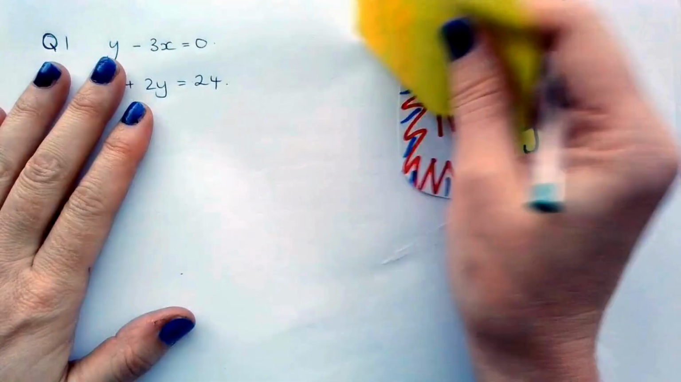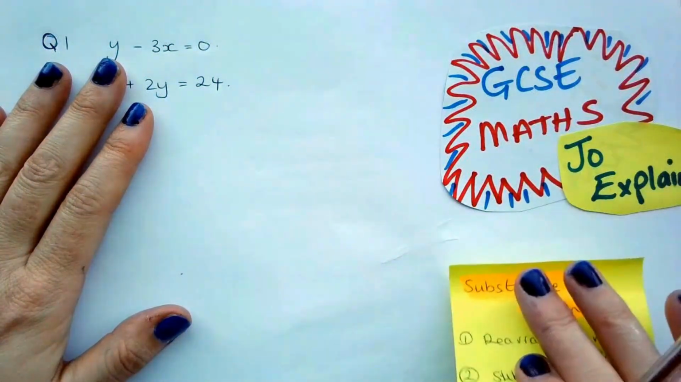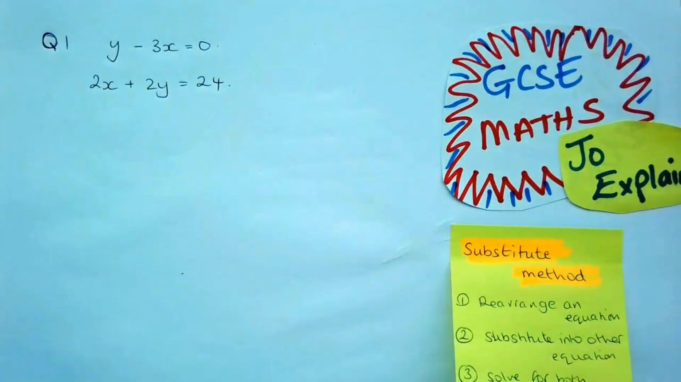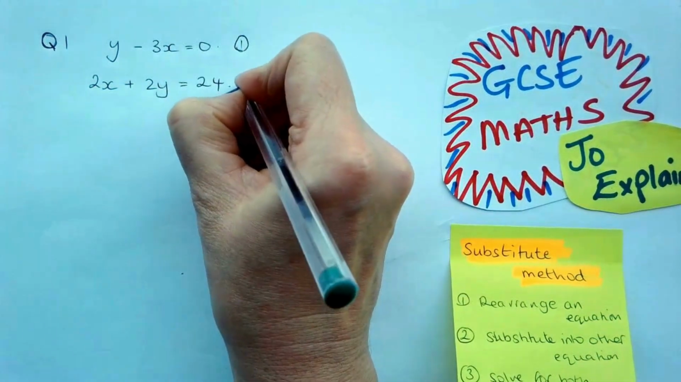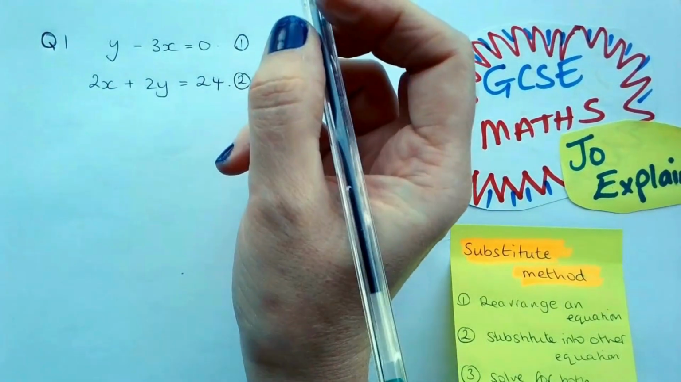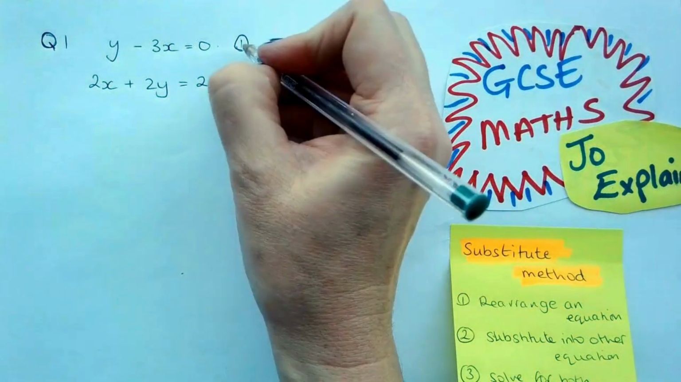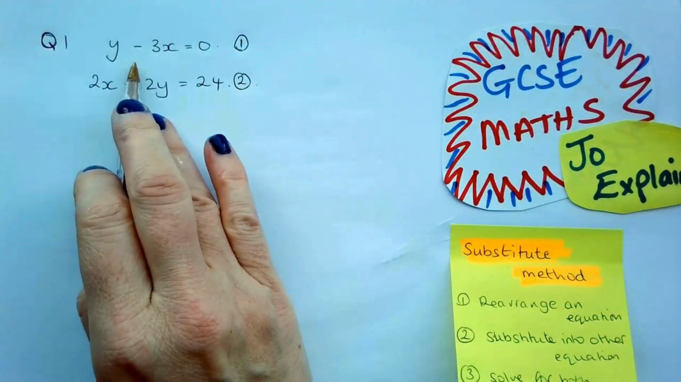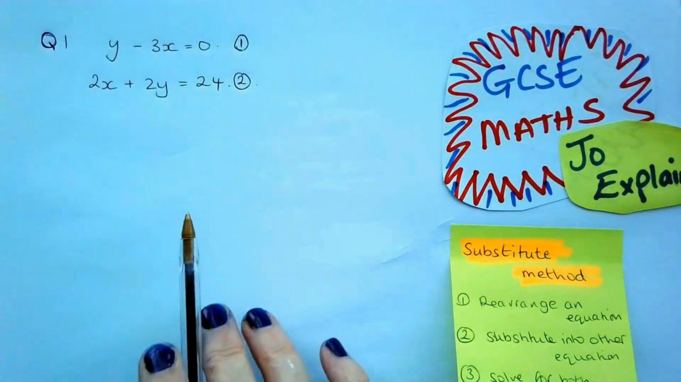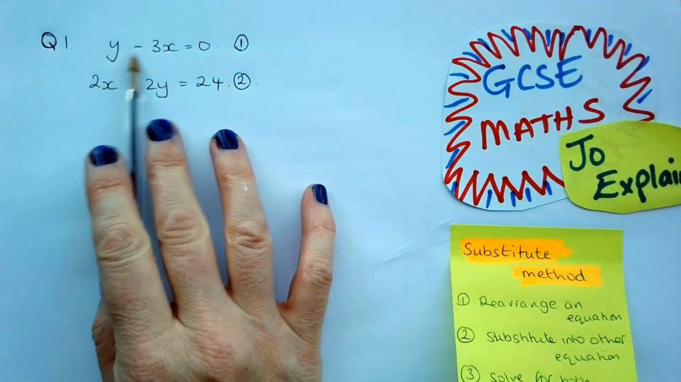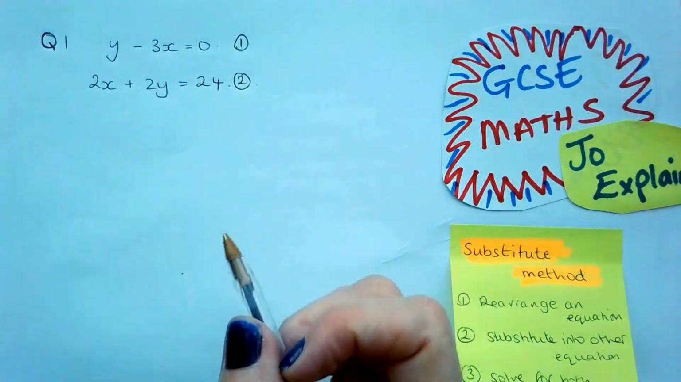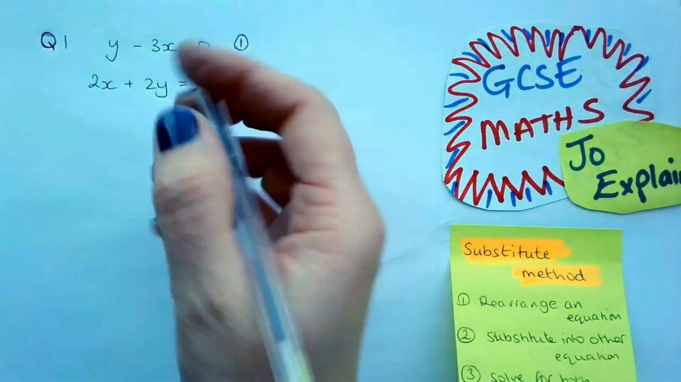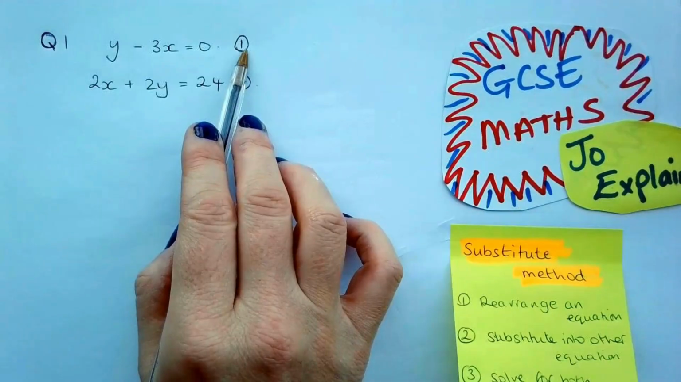Okay, so first of all, we're going to rearrange one of the equations. So we've got two equations. We're going to number them 1 and 2. Then we're going to look at the equations and see which one is going to be nice and easy to rearrange. I think this one, because I can rearrange for y pretty easily here. It depends on how much you like to rearrange. So I'm going to rearrange number 1.